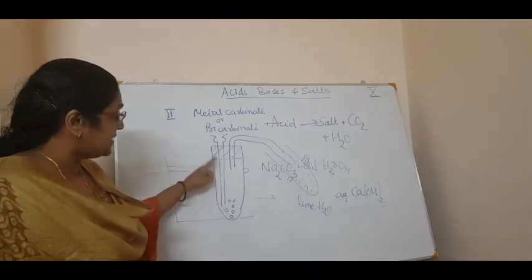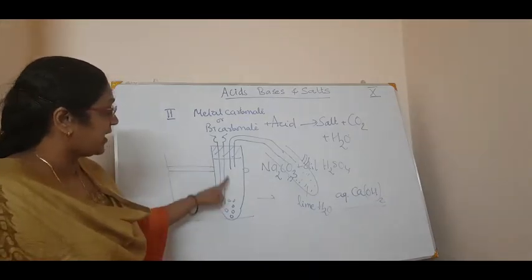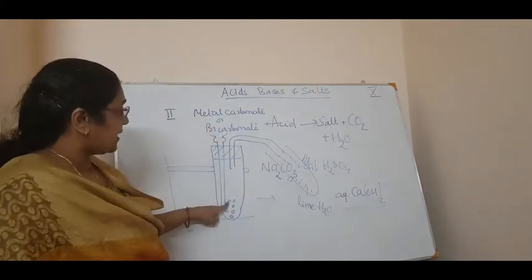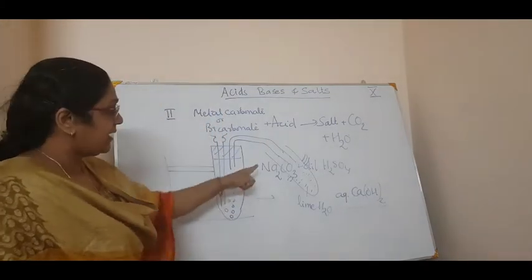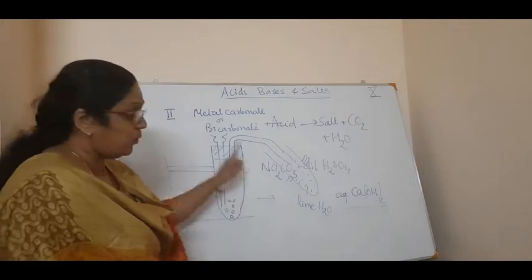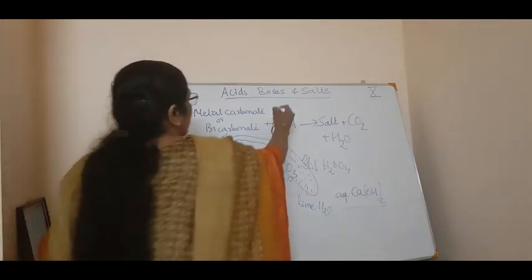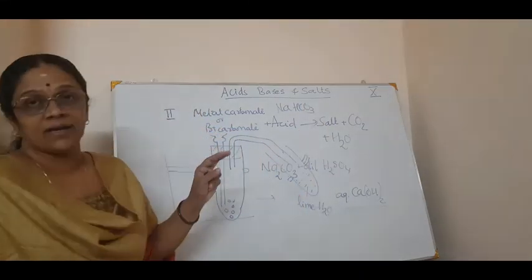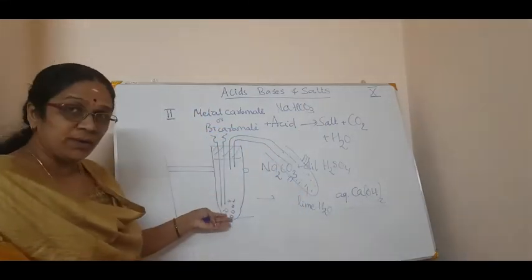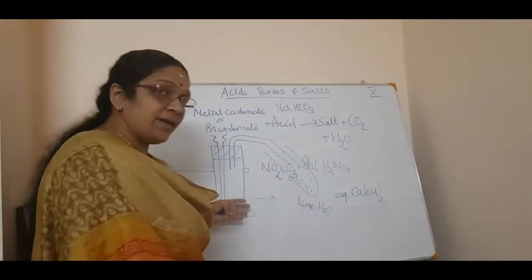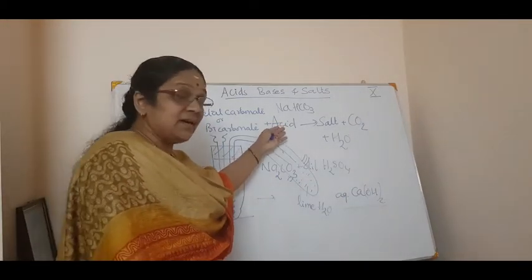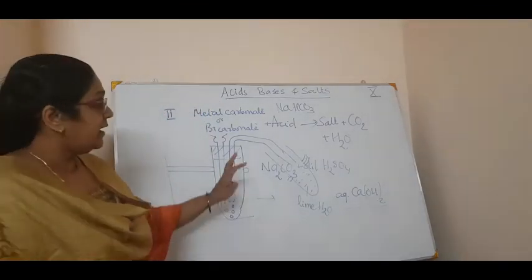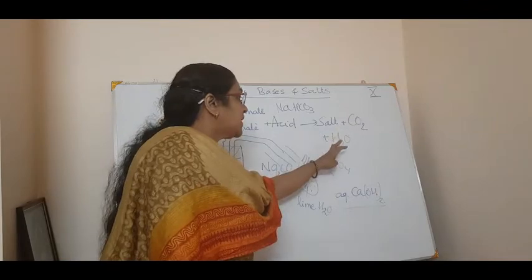The observation is, on adding this dilute HCl into it, you can take either a metal carbonate or a bicarbonate. For bicarbonate, how will you write it? You will write it as NaHCO3, that is sodium bicarbonate. So either you put sodium carbonate or bicarbonate, and on adding an acid like HCl or H2SO4, you will get salt plus carbon dioxide plus water.